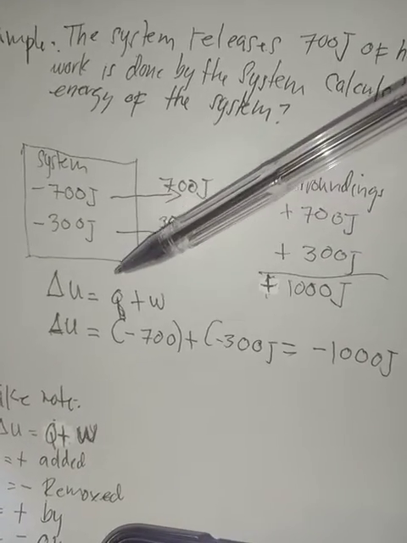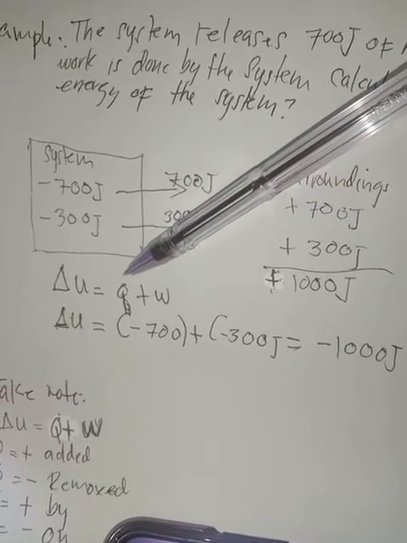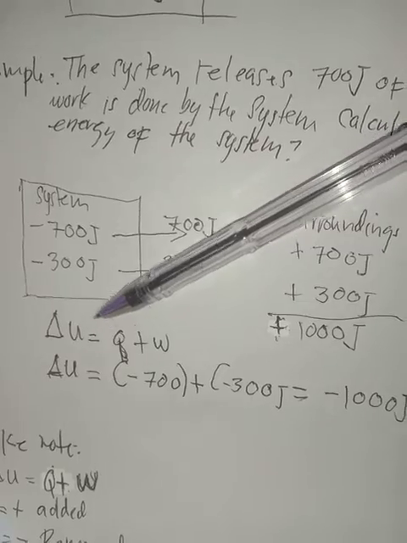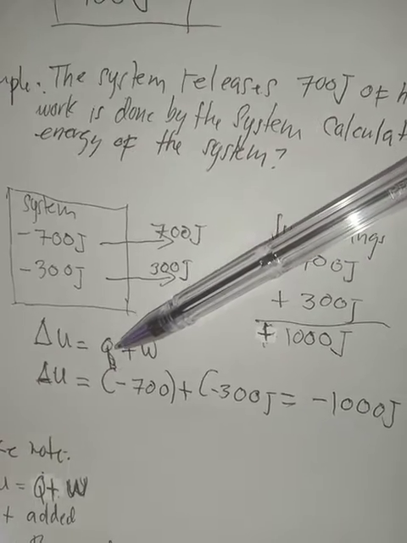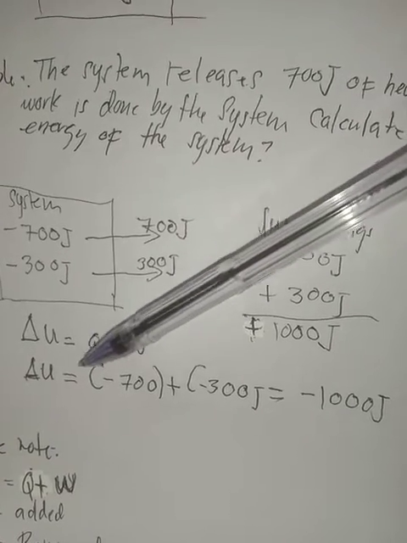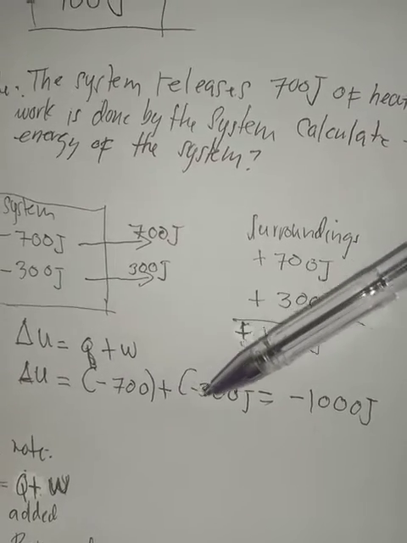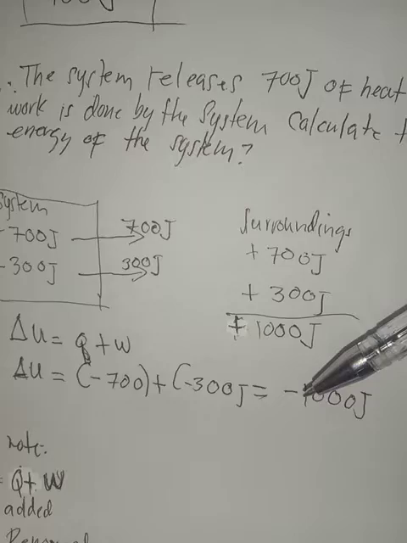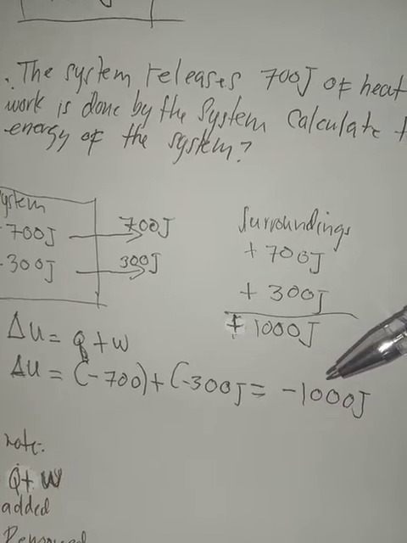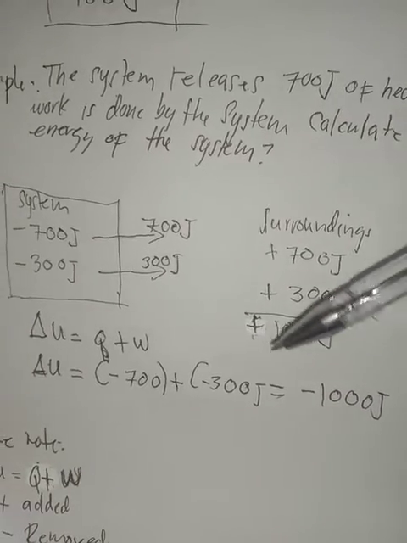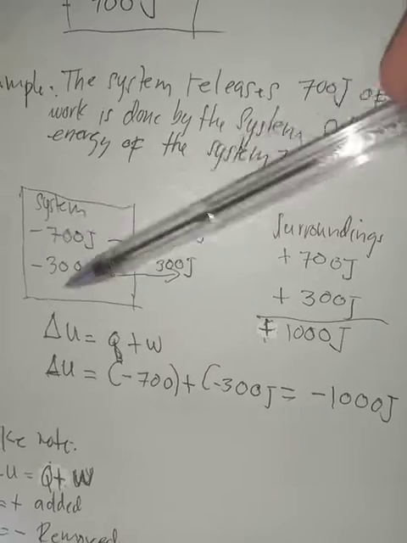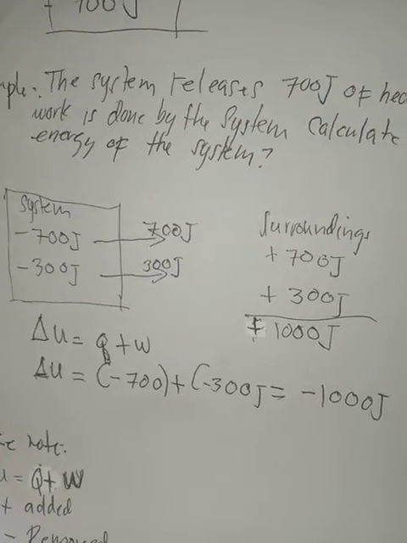So now delta U equals Q plus W, which is equal to negative 700 plus negative 300, equals negative 1000 joules on the system. So that's all, sir.